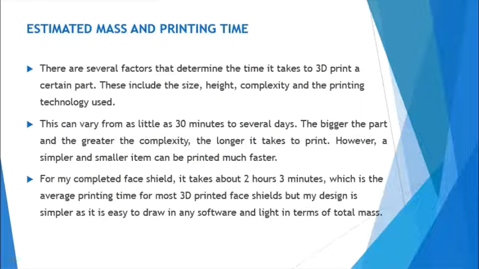For the estimated mass and printing time, there are several factors that affect this section, which include the size of the object, the height and complexity of the object, as well as the printing technology used during the printing process. These factors can cause the printing time to vary as little as 30 minutes or as long as several days. The bigger the part and the greater the complexity, the longer it takes to print. However, a simpler and smaller item can be printed much faster.